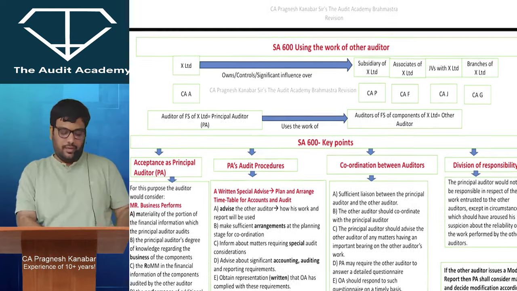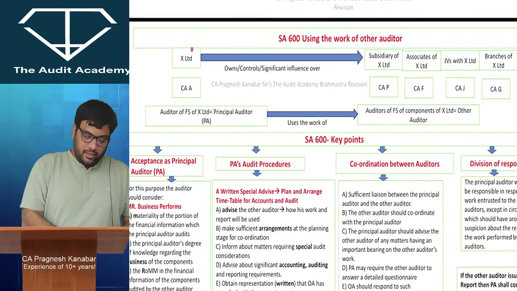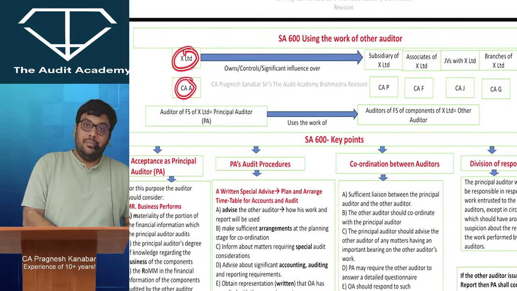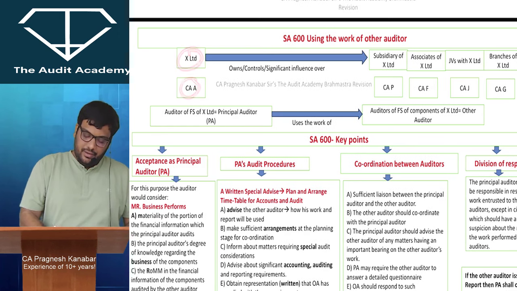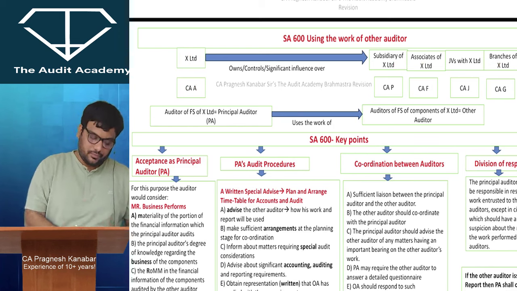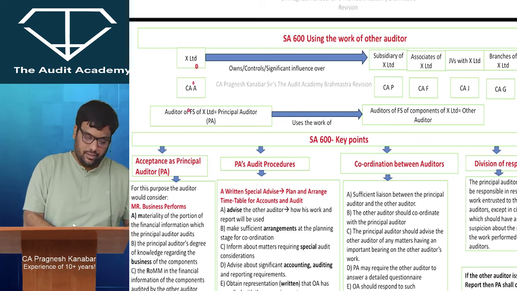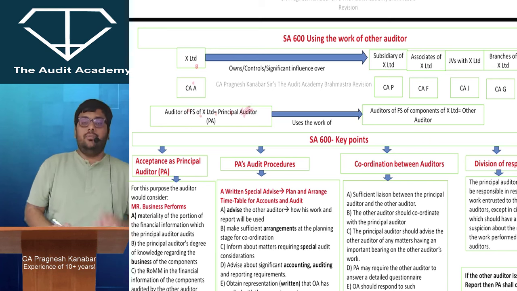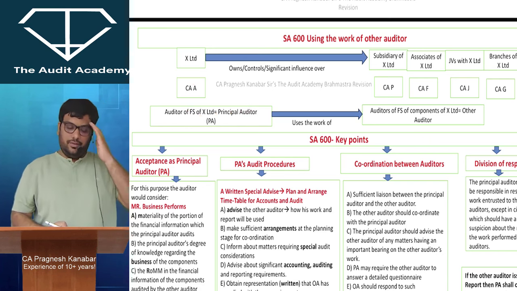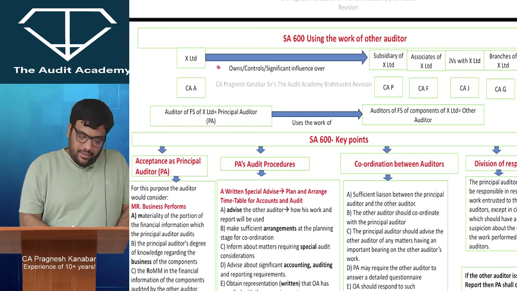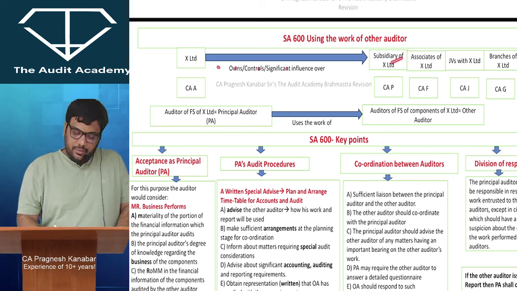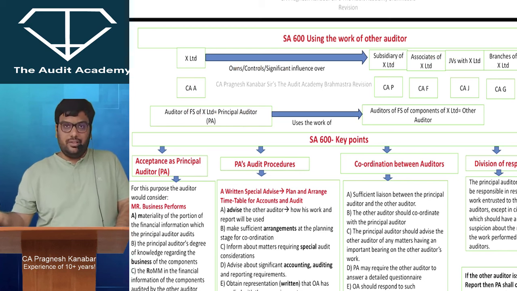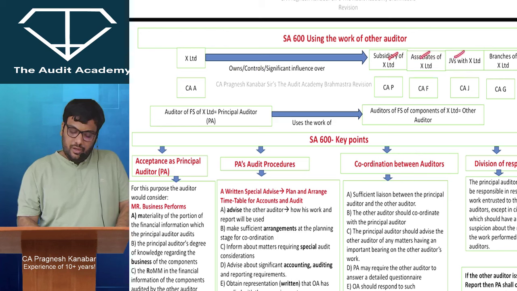All right. Okay. Now everyone over here, imagine you are the auditor of X Limited. X Limited is the parent entity of these subsidiaries, associates, and X Limited also has some branches. All right. So you are the auditor of the financial statements of X Limited. That means you are the principal auditor. All right. Okay. Now, X Limited owns, controls, has significant influence over these subsidiaries, associates, joint ventures, and it has its own branches also. These subsidiaries, associates, joint ventures, branches and so on, they are audited by some other auditors.